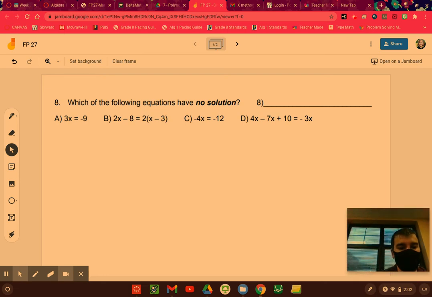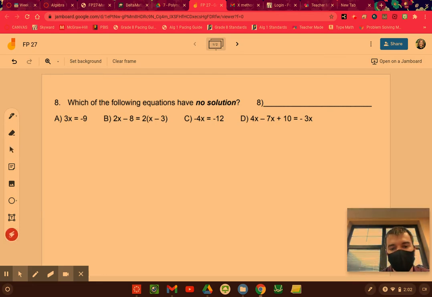So we talked about how someone is going to do 7 and 11 for us. So I'm going to do 8 and 15 for you guys on the Friday paper number 27. So this problem number 8 says, which of the following equations have no solution? So how do we find out that something has no solution?